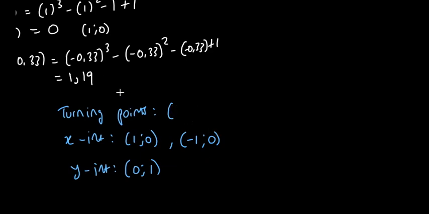So you would have here, remember the turning points, now it's 1 and 0, right? And then you have negative 0.33 and 1.19. Okay, so this is what we have there as the coordinate.